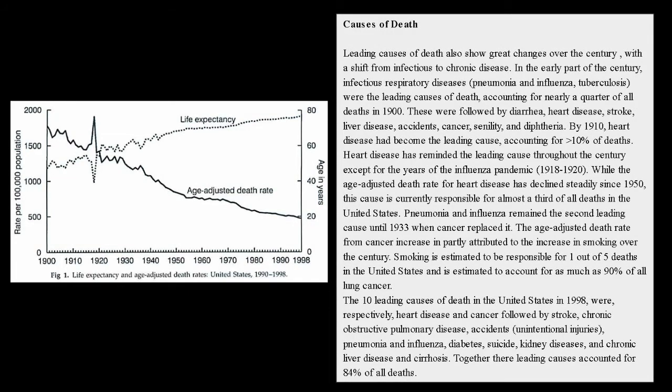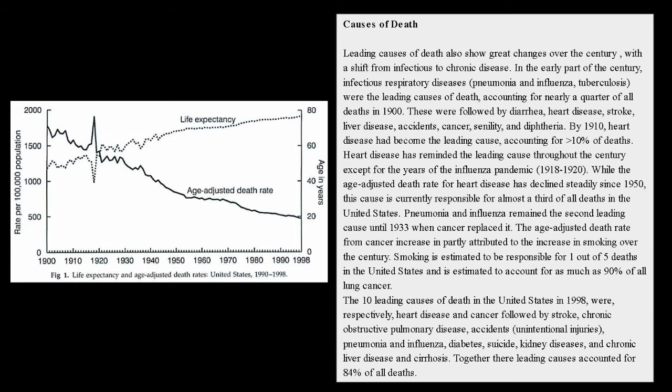Causes of death. Leading causes of death also show great changes over the century, with a shift from infectious to chronic disease. In the early part of the century, infectious respiratory diseases, pneumonia and influenza, and tuberculosis were the leading causes of death, accounting for nearly a quarter of all deaths in 1900. These were followed by diarrhea, heart disease, stroke, liver disease, accidents, cancer, senility, and diphtheria. By 1910, heart disease had become the leading cause, accounting for more than 10% of deaths.